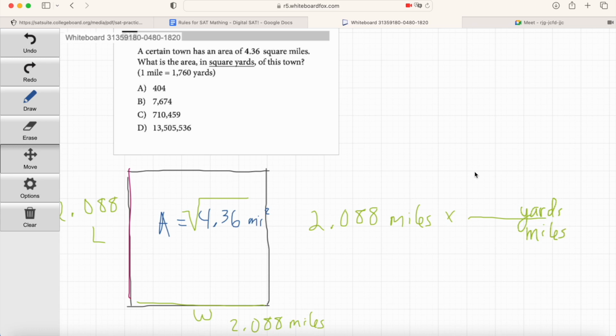Okay. And then they give us the unit conversion basically right here. 1 mile is 1,760 yards. So I'm going to put 1 mile in the denominator, 1,760 in the numerator. And now we can convert the miles to yards. Miles cancel out. I'm just leaving that big 2.088 number up on the calculator, multiplying that by 1,760. You go ahead and do the same. Tell me what you get.